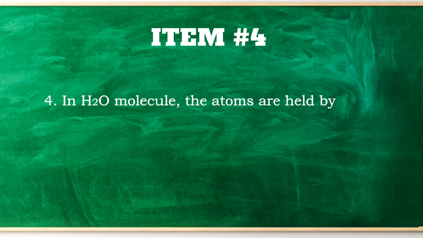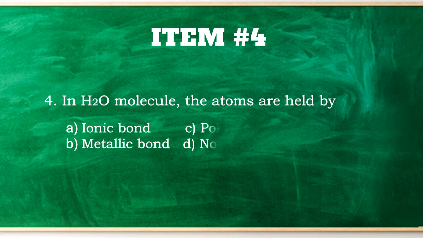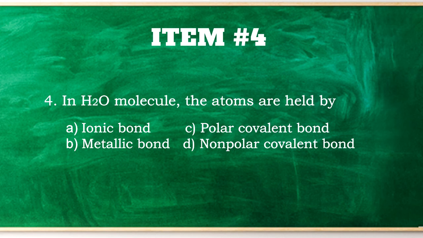Moving on to the fourth question. In H2O molecule, the atoms are held by letter A, ionic bond. Letter B, metallic bond. Letter C, polar covalent bond. Letter D, non-polar covalent bond. I repeat, in H2O molecule, the atoms are held by letter A, ionic bond. Letter B, metallic bond. Letter C, polar covalent bond. Letter D, non-polar covalent bond.